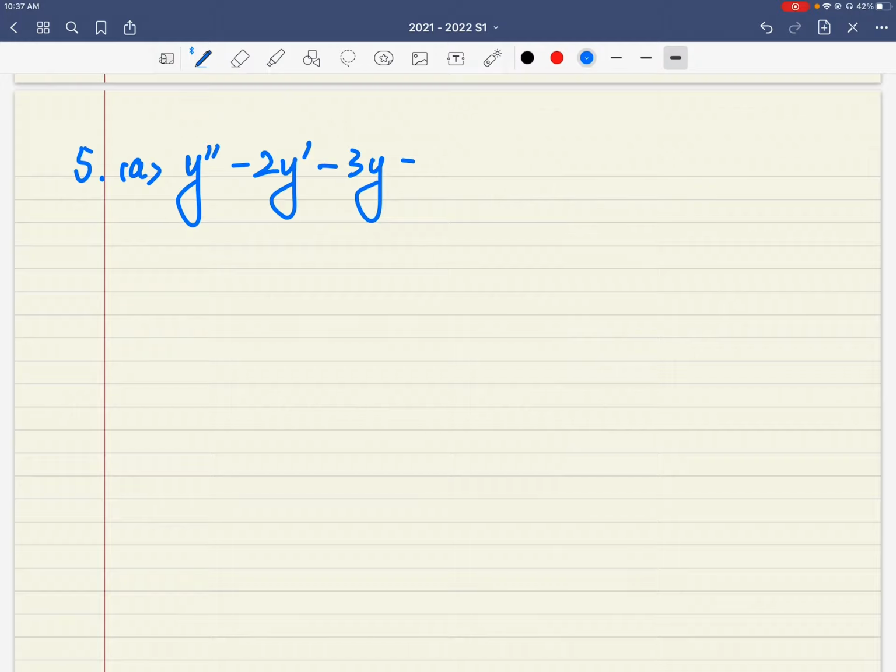For example, if this is y second derivative minus 2y first derivative minus 3y is equal to 0, as long as you see the 0 is on the right-hand side, and on the left-hand side, it's second derivative, first derivative, and y, and they are linearly combined, then it is called a homogeneous second-order ODE.